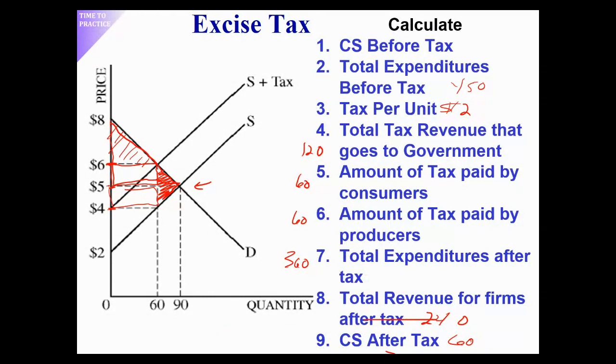So once again, we could see that firms are receiving less, consumers are paying more. We see this dead weight loss of $30 that's lost in society. So there is the total taxes, there's the total revenue. The green is what the producers will receive.